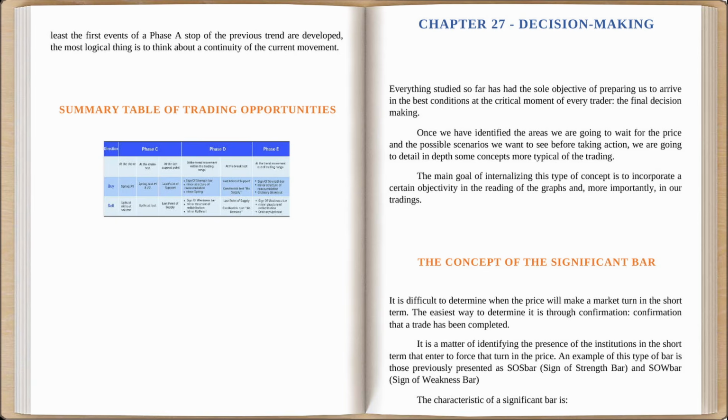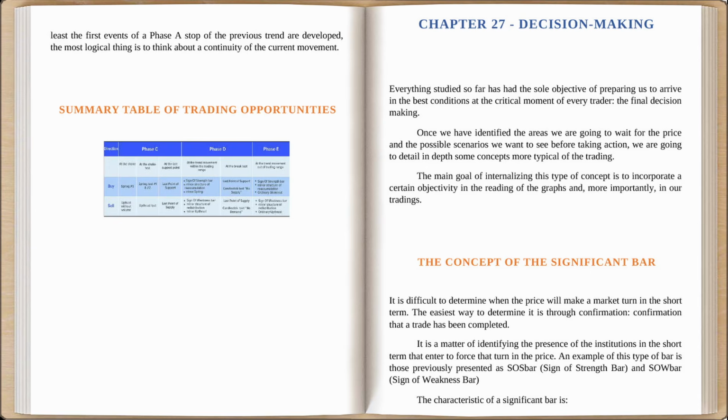Chapter 27. Decision Making. Everything studied so far has had the sole objective of preparing us to arrive in the best conditions at the critical moment of every trader, the final decision making. Once we have identified the areas where we are going to wait for the price and the possible scenarios we want to see before taking action, we are going to detail in depth some concepts more typical of trading. The main goal of internalizing this type of concept is to incorporate a certain objectivity in the reading of the graphs and, more importantly, in our trading.